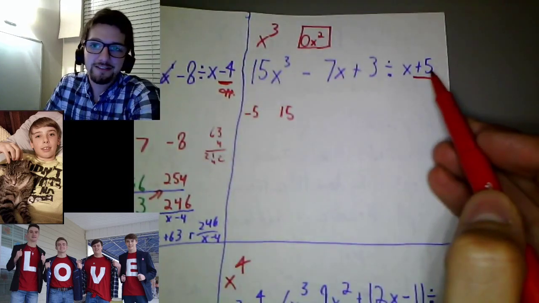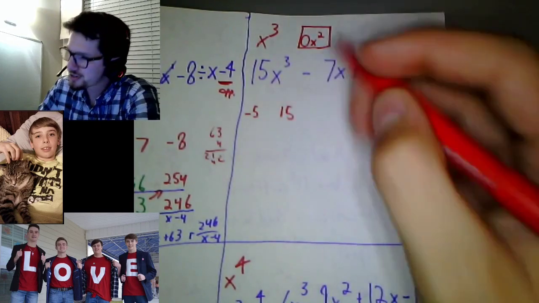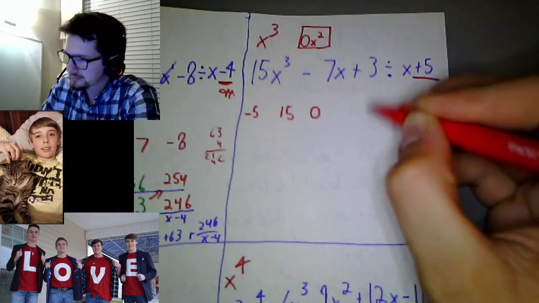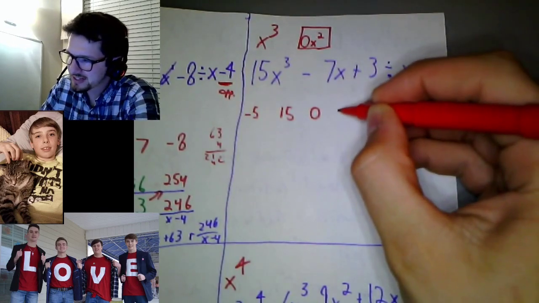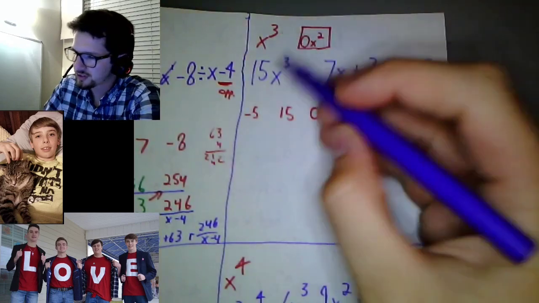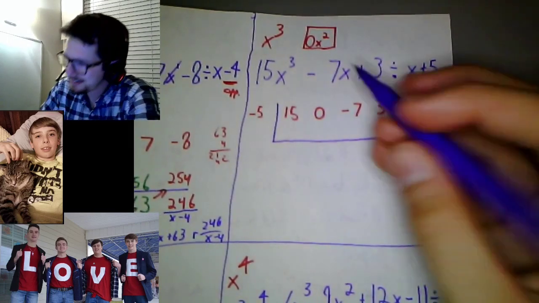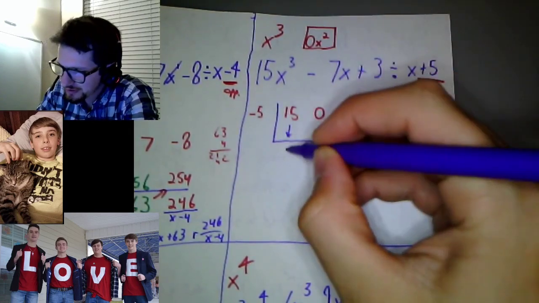My negative 5 I got from here. 15 is the coefficient of x cubed. I don't have an x squared, so the coefficient will be 0. I do have an x, so that'll be negative 7. And I do have a 3. All right, draw my L. And let's begin. Drop my first coefficient.